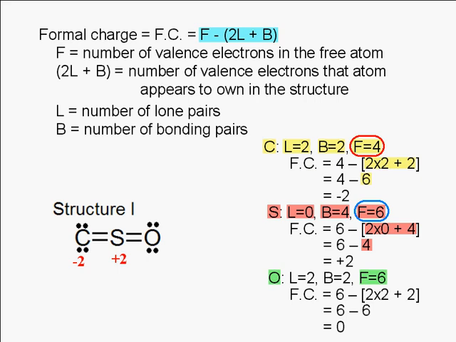Next, we look at oxygen. It has 2 lone pairs, and it has 2 bonding pairs. Therefore, oxygen in this structure appears to own 6 valence electrons. 2 times 2 plus 2 equals 6. A free oxygen atom has 6 valence electrons. Therefore, the formal charge is 6 minus 6, or 0. So for structure 1, we found the formal charges are -2, +2, and 0.